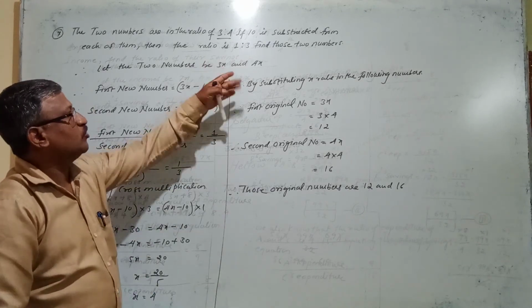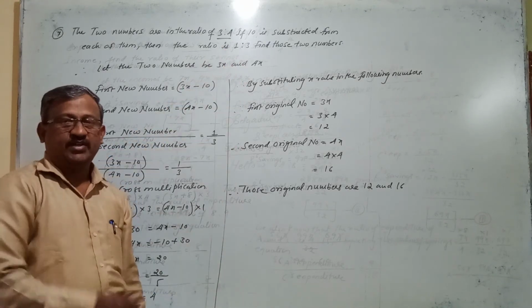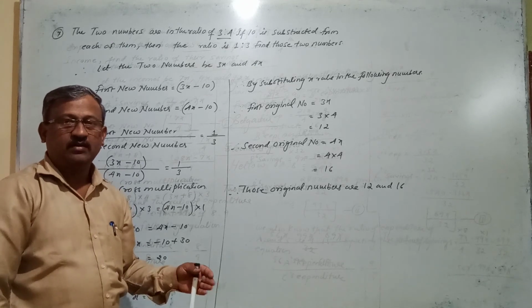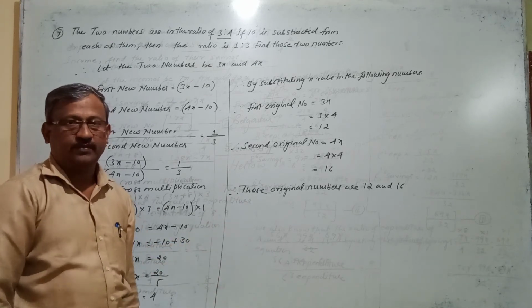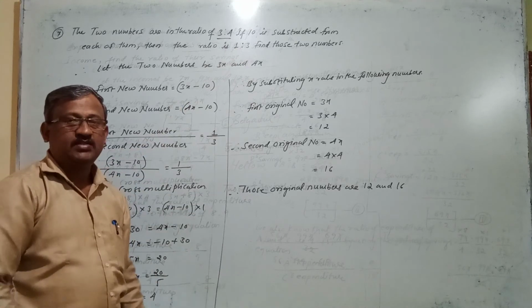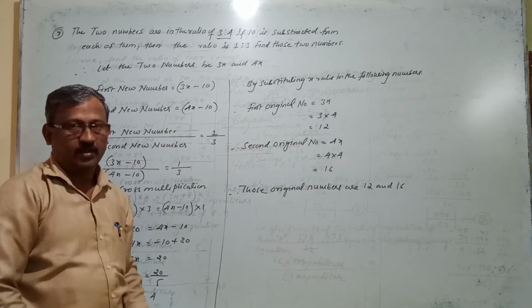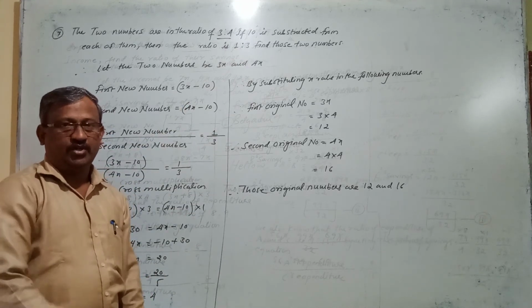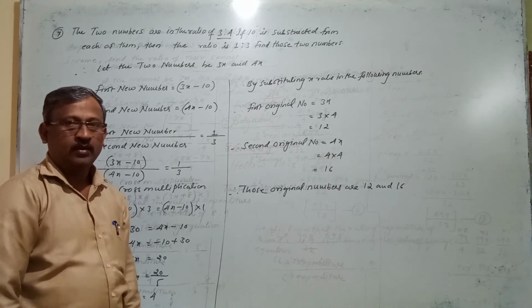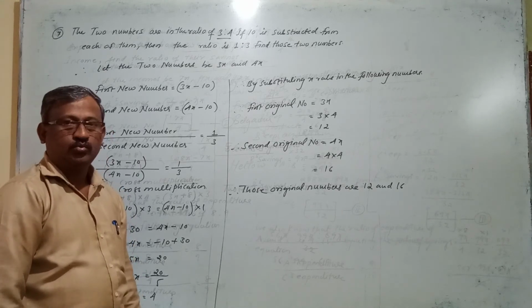So the problem is almost the same, only some slight change they have done. In the previous sum they had said 8 is added to each of them, and here they are saying 10 is subtracted from each of them. This is the change. So that change you have to note correctly. Yeah. So I hope these two sums are clear to you all.